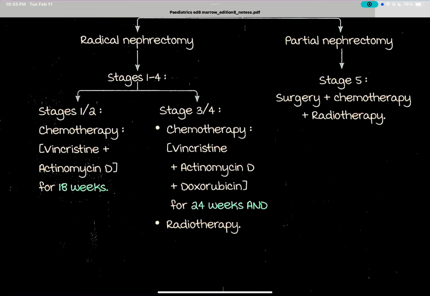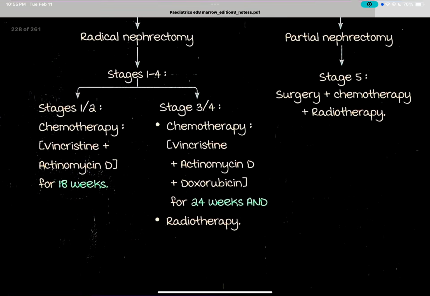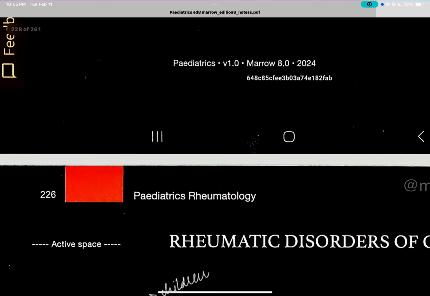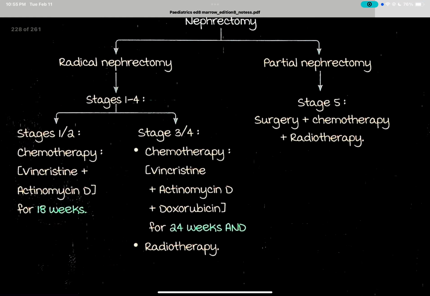So what is the chemotherapy? Vincristine, actinomycin D and doxorubicin for 24 weeks and radiotherapy. So stage 1 and 2 get chemo, stage 3 and 4 get chemo plus radio, and stage 5 also gets surgery plus chemo plus radio, and partial nephrectomy. You cannot remove all the kidneys.